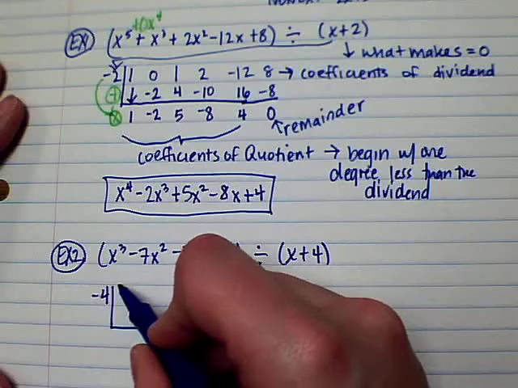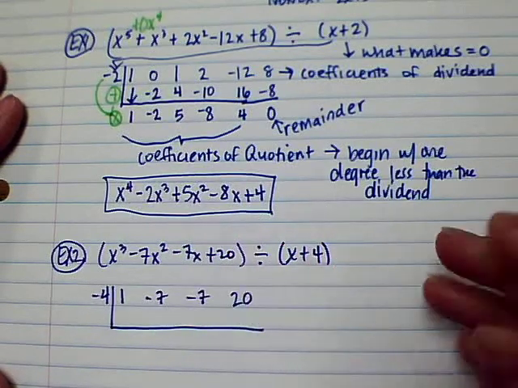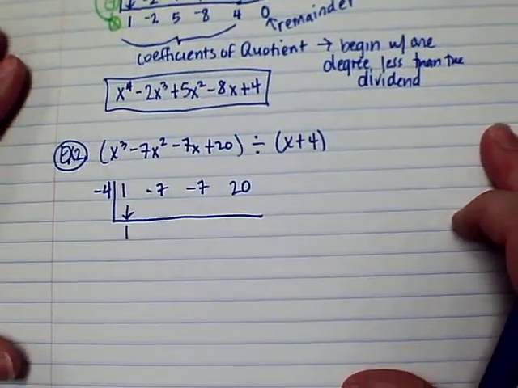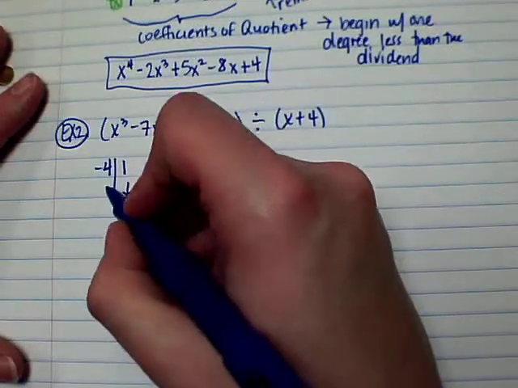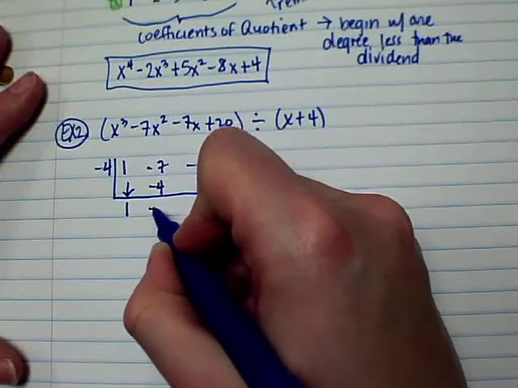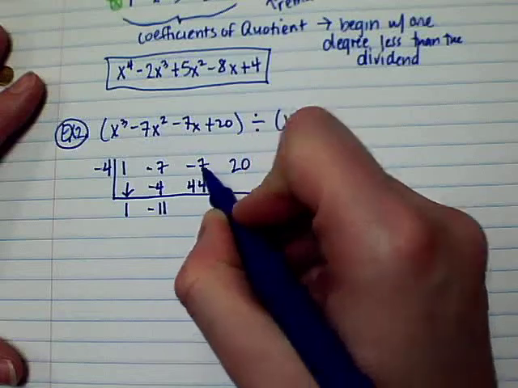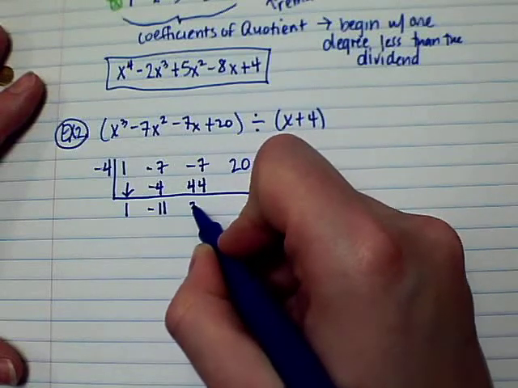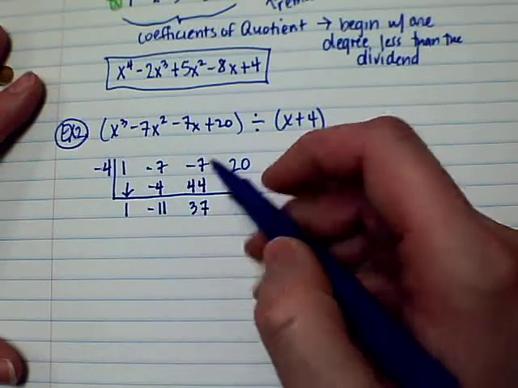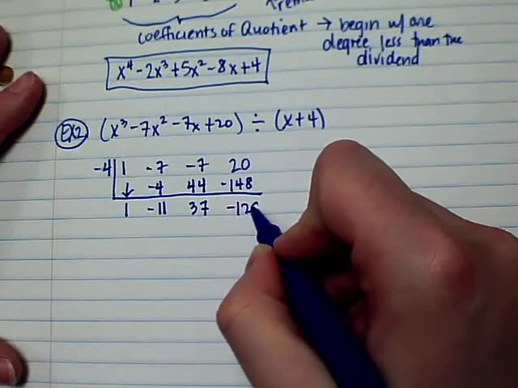Then I'm going to fill in my coefficients. So I have 1, -7, -7, 20. Okay, bring down the first number. Okay, then we're going to multiply. -4 times 1 is -4. Add, get -11. -4 times -11 is +44. Add, and get 37. Multiply. -4 times 37 is -148. Add, and get -128.